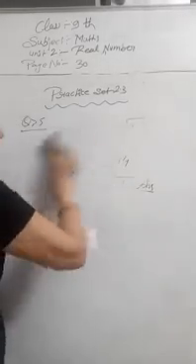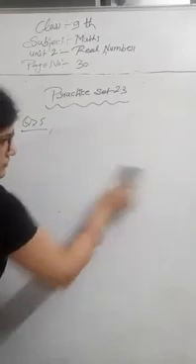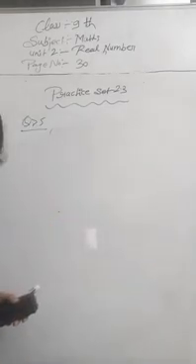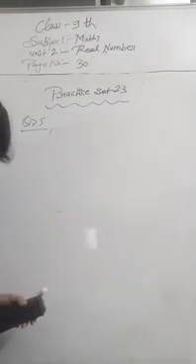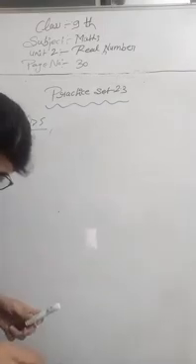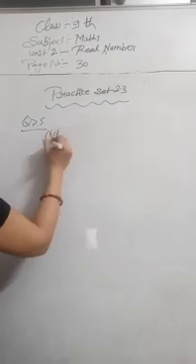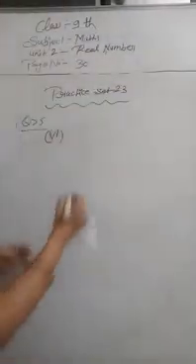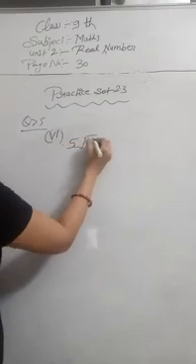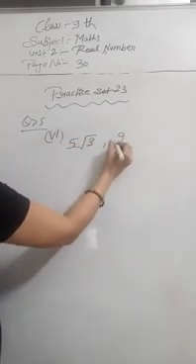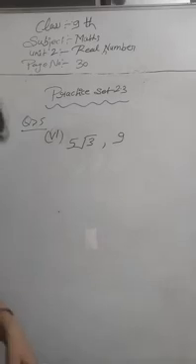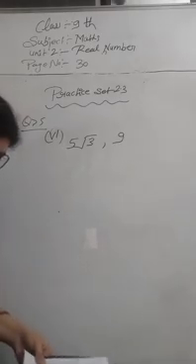Now we will do our fifth one ka sixth number. We will do this one: 5 root 3 and root 9. Okay, 5 root 3 and 9. So how to compare these numbers?